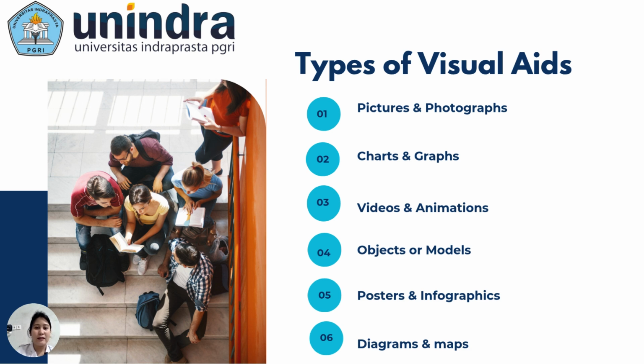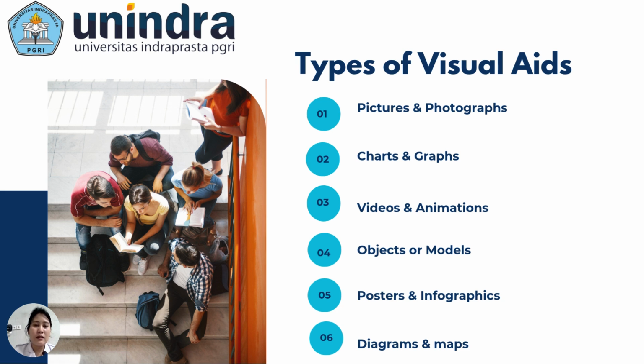And then there are types of visual aids. The first one is pictures and photographs. Pictures and photographs show real life objects, people, or scenes to support vocabulary and context. They make learning more concrete by linking abstract concepts to real world visuals. They stimulate interest and curiosity, especially in young learners. And they support visual learning style, helping students remember and understand material better.